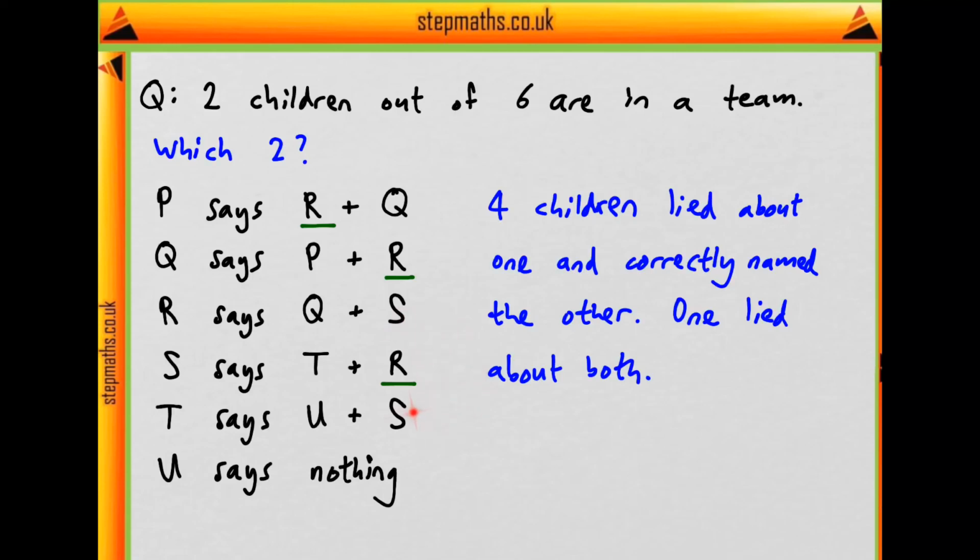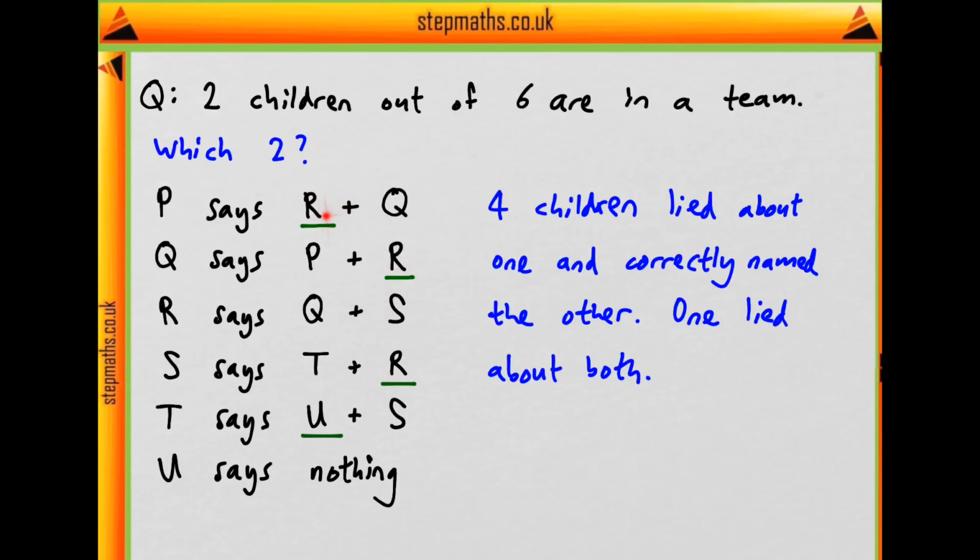Now it can't be S, because then neither of them would be lying about both. They'd both be correctly naming one. So can it be Q? Well, if it were Q, then P would be telling the truth about both of them, and we know that's not one of the options, so that leaves U. So does this work? Let's check.